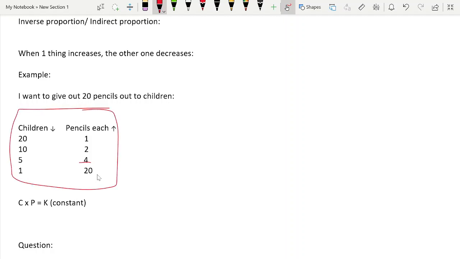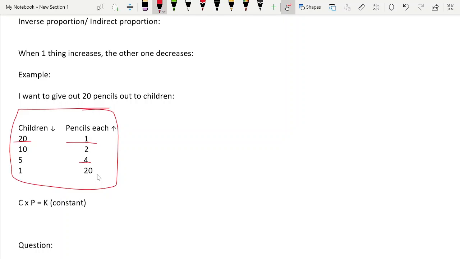Now, if there are 20 children, I will have to give 1 pencil to each because I only have 20 pencils. Now, if there are 10 children, then I will give out 2 pencils. 5, 4, 1, then 2, 1 and 20. So when the children are decreasing, the pencils are increasing. So when there were many children, meaning 20 children, I only gave out 1 pencil. So very few pencils. And if I had only 1 child, then I gave out 20, meaning the pencils increased when the children decreased.